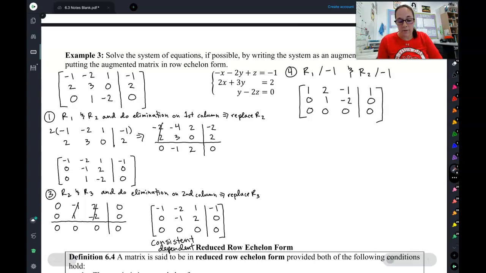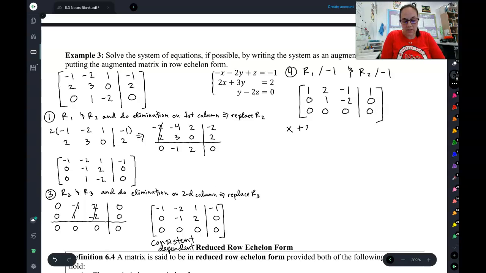Now we can check for row echelon form. Got my upper triangular form. I got 1s on the diagonal. My row of zeros is on the bottom. So this is officially in row echelon form. So now that it's in row echelon form, let's put the letters back in. So I got 1x plus 2y minus 1z equals 1. And I got 0x, 1y, minus 2z equals 0, and then my row of zeros.